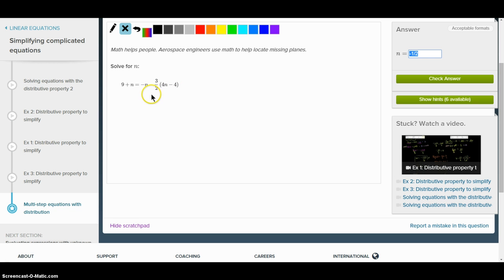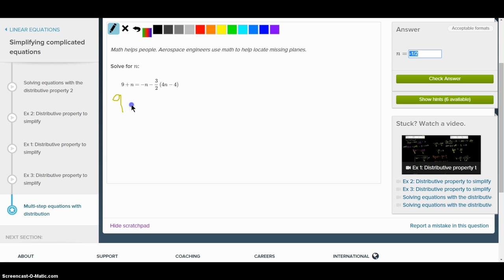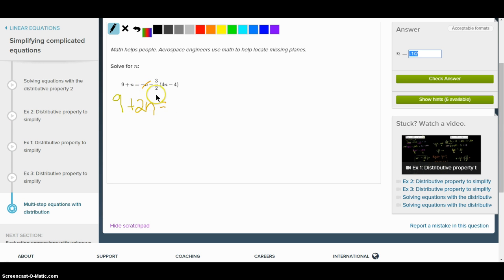Okay, so let's get rid of the easy stuff first. We can get rid of this negative n real quick by adding n to both sides. So if we add n to both sides, we're going to get 9 plus 2n. And that's going to equal, okay, so now this n goes away, and we're left with negative 3 halves multiplied by 4n minus 4.